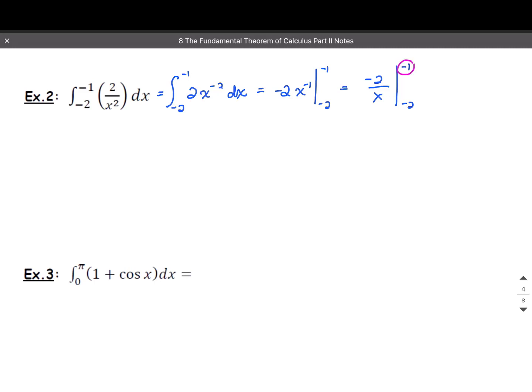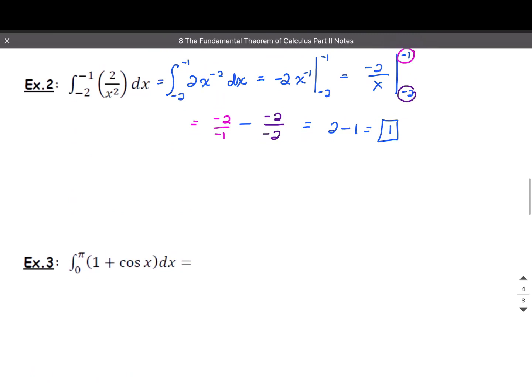Now we're going to plug in the upper limit first, so that's -2 over -1, minus, now we're going to plug in the lower limit, so we're going to have -2 over -2. Well, what's that going to give us? -2 divided by -1 is 2, minus -2 divided by -2 is 1, so we're going to get 1. All done.